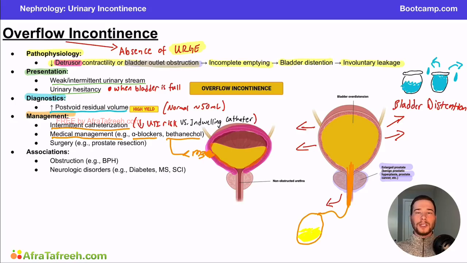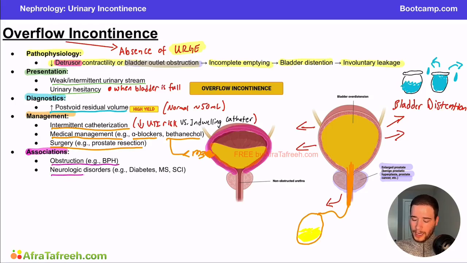And finally, we can also consider things such as surgery. We said a classic presentation might include a patient with BPH, and so a prostate resection might help with relieving that obstruction if that is indeed the cause. And so that's why it's really important to keep in mind this final portion about our associations. Because if we're talking about BPH, right, we might be talking about an obstruction, surgery might be indicated.